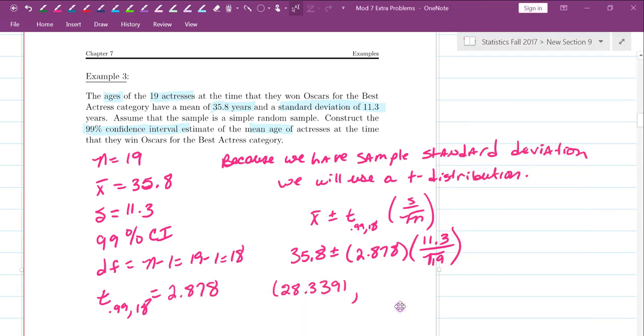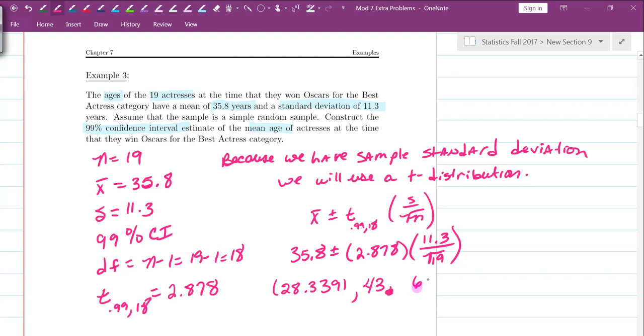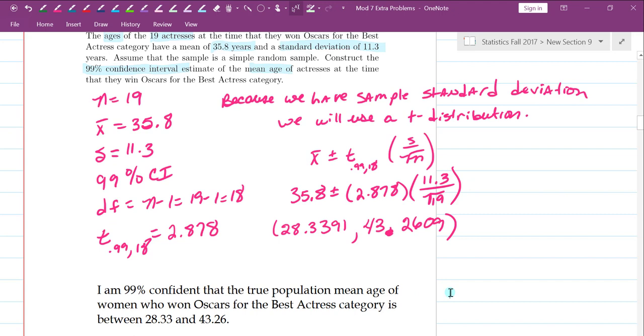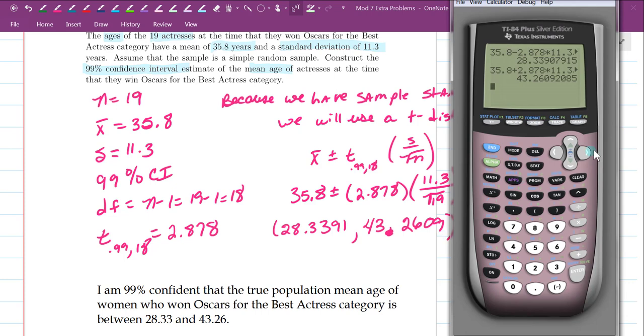And the answer is going to be 43,000 or 43 point, not comma, 2609. Okay, so I'm 99% confident that the true population mean average of women who won Oscars for the Best Actress category is between 28.33 and 43.26. Let's go ahead and repeat this test real quick, demonstrating the ability of the TI-84.